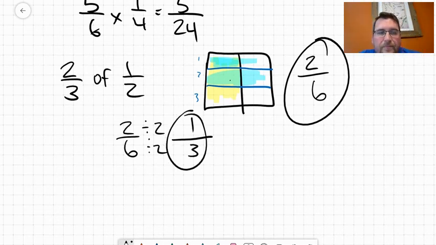And it kind of makes sense because if you look at this backwards, if you do what's half of 2/3, well, what's half of 2? Half of 2 is 1. So half of 2/3 is 1/3.